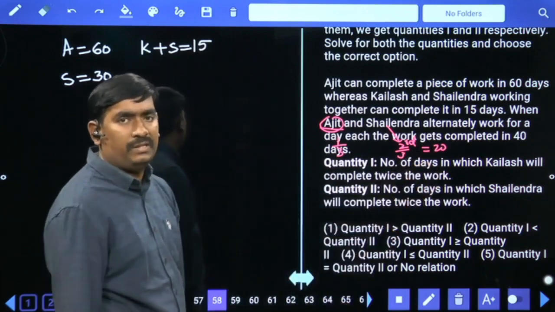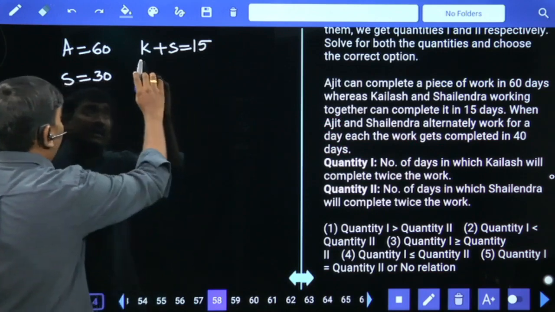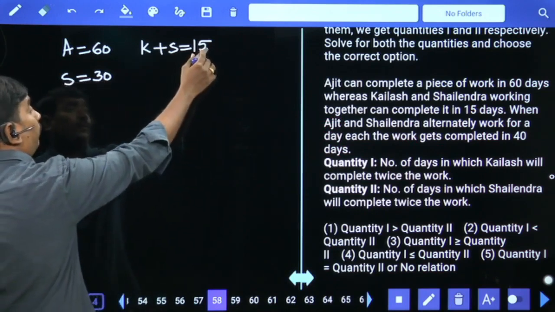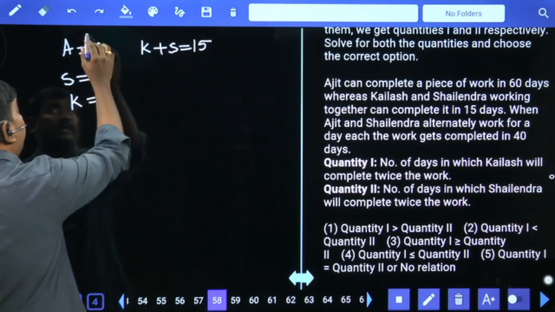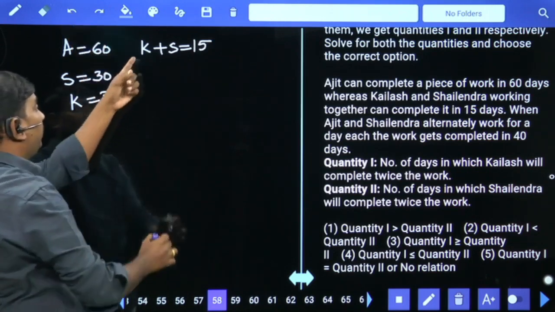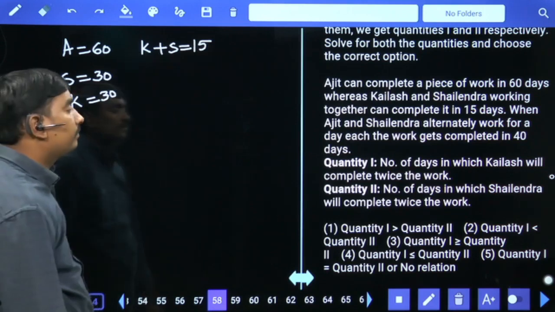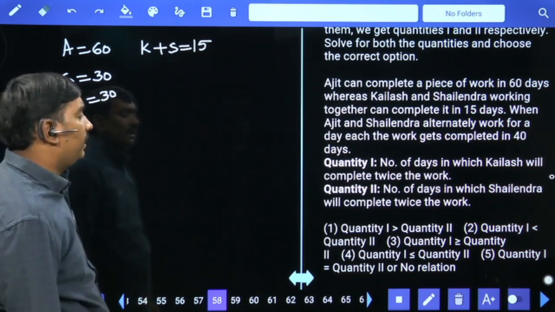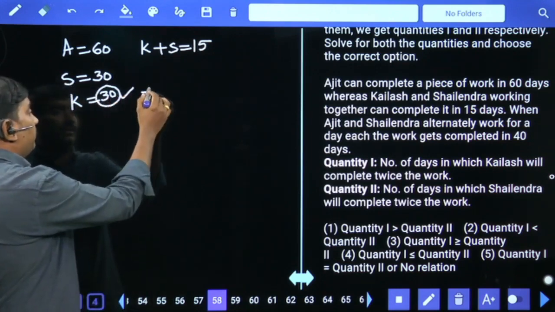2/3 in 20 days means Shailendra can do the full work in 30 days. Shailendra and Kailas together can do the full work in 15 days, which means Kailas can also do the work in 30 days: 1 by 30 plus 1 by 30 is 2 by 30, which means 15 days. Number of days in which Kailas will complete twice the work: single work 30 days, twice the work 60 days.